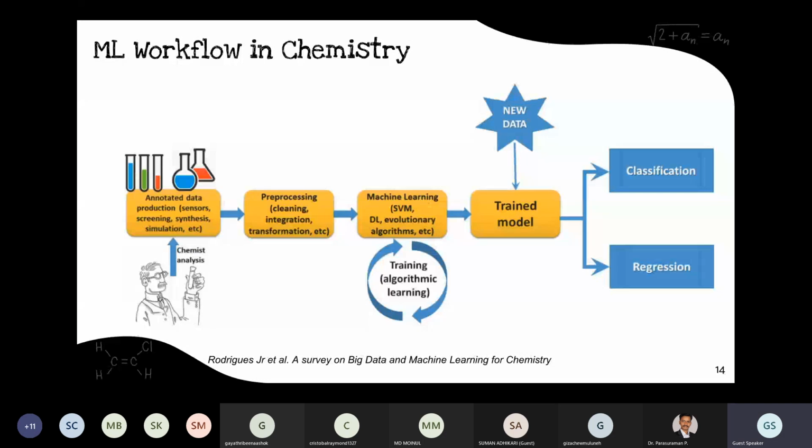And if you're working on materials or polymers, you also look at sensors, screening, synthesis, simulation, etc. Many data for that single compound. Now you have to do pre-processing, cleaning, integration, transformation. I hope Archana covered that while she was talking about data frames in pandas. You have to do transformations, splitting, missing data has to be handled, all those things have to be taken care of. Then we apply multiple models to find the best model.